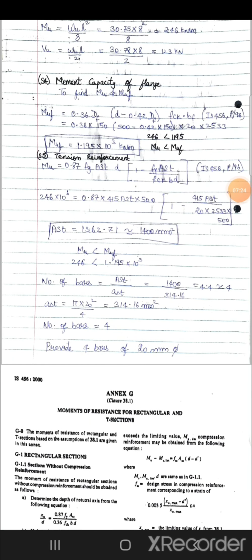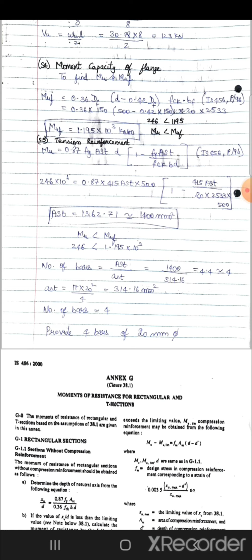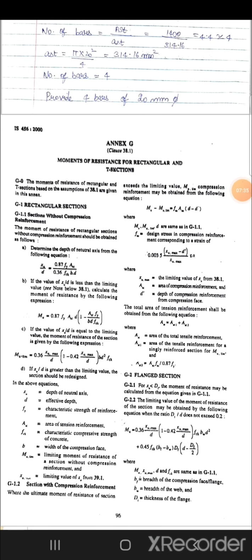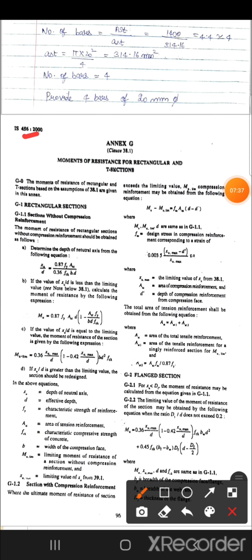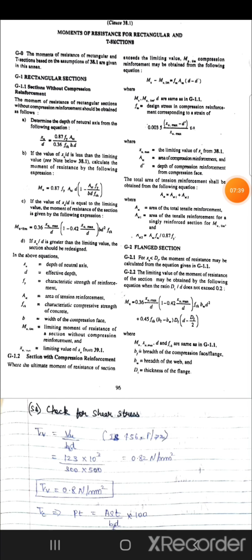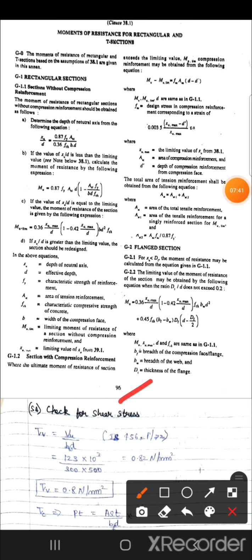Next step is finding tension reinforcement. Tension reinforcement formula is in IS456 page number 96. So this is IS456 page number 96. Formula is here.